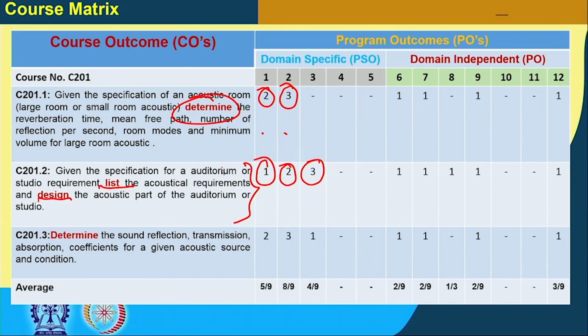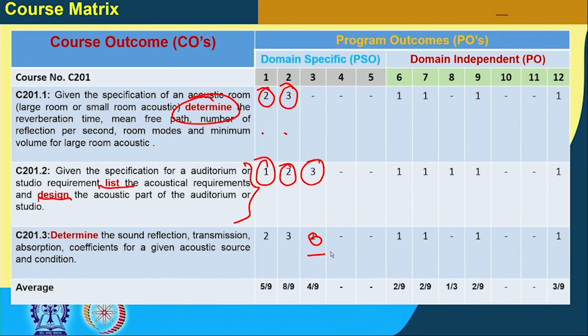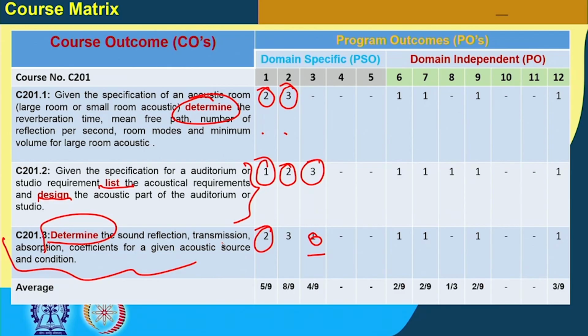Again, determine. So, this will be wrong. Determine is analysis, there is nothing of synthesis. So, this will be a hyphen. I purposefully made it 1 because I want to make a point. So, this may be wrong because once it is determine, an analysis ability, is there any design involved here? No. So, I cannot put 1, I put a hyphen. But once they are able to determine, they have to solve something, that is why I put 2.